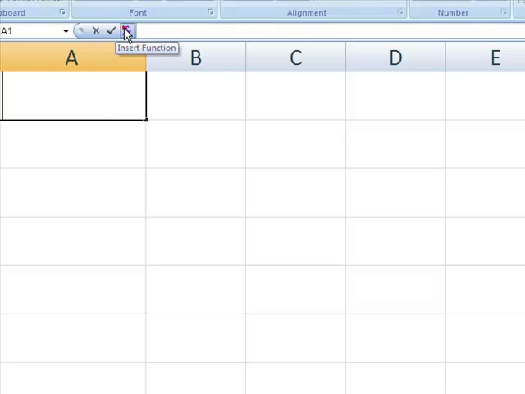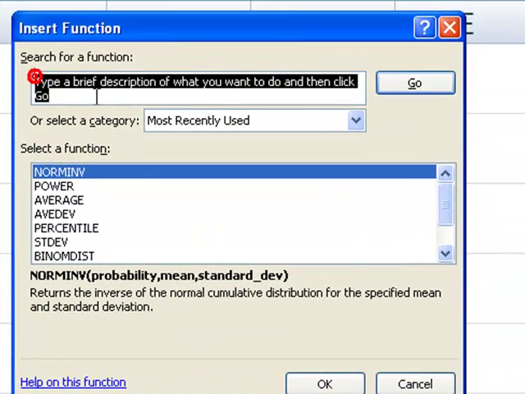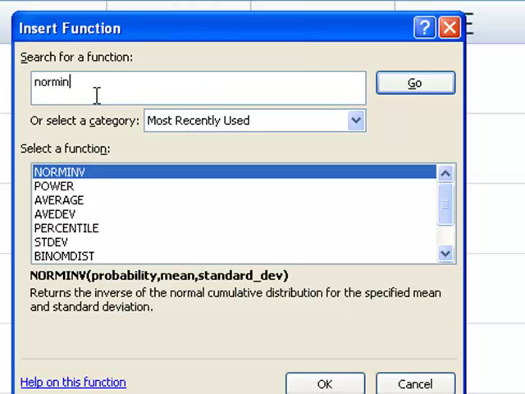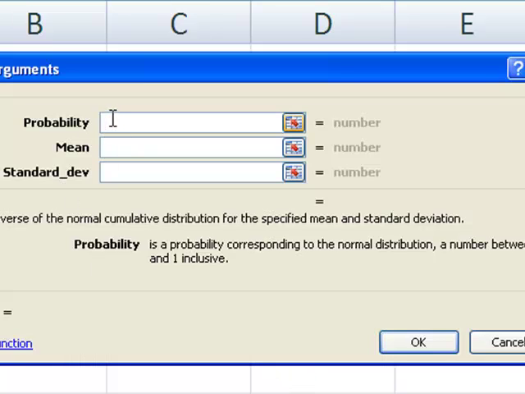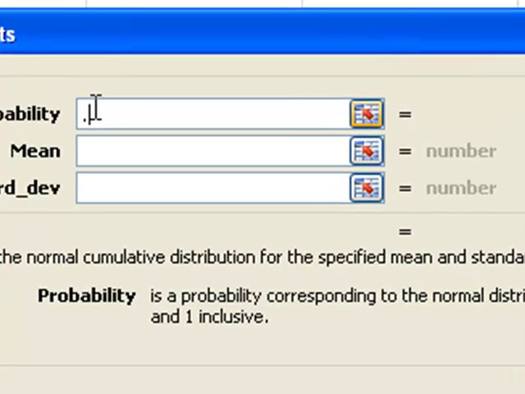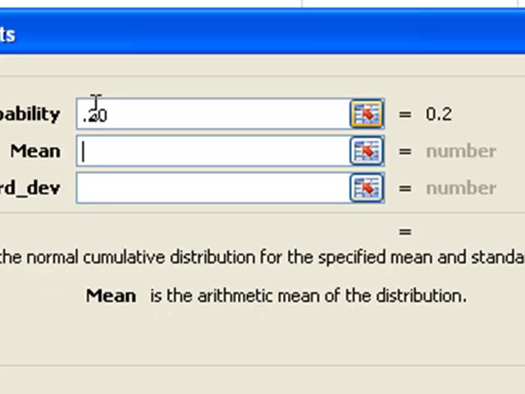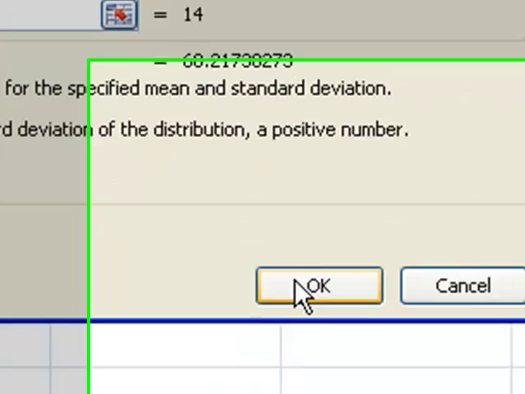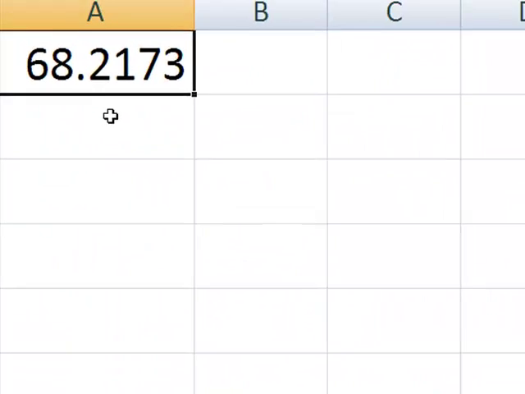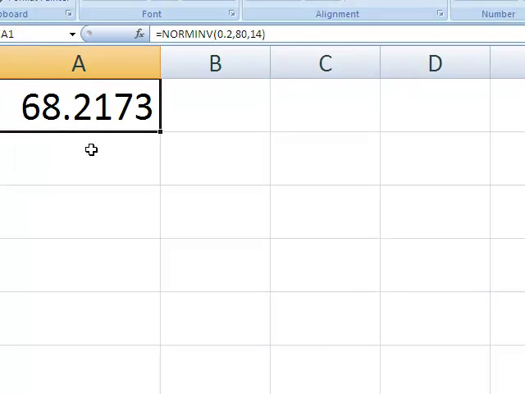all we have to do now in order to solve a quote-unquote backwards one is go back up, go into insert function, go NORMINV, say go, shows up right here. We say okay, except now the probability is the lower half, which is 1 minus 0.80, which gives me 0.20. The mean in the problem is given as 80. Whoops, that's 60. The standard deviation is given as 14. I'm simply going to hit OK, and it's going to tell me that 68.2173 is the value above which 80% of the values will occur, because it's also the value below which 20% of the values will occur.